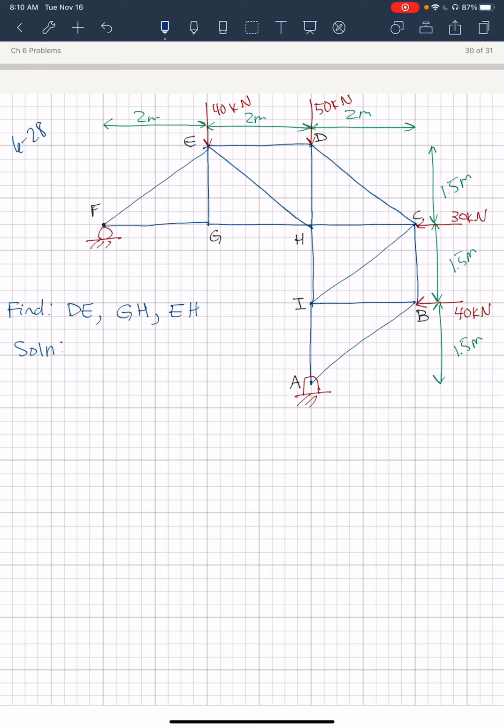This is problem 628 from your textbook. I went ahead and drew the problem. They want us to find DE, GH, and EH. And so we see just from that, we could solve it using the method of joints and do joint F, and then joint E.